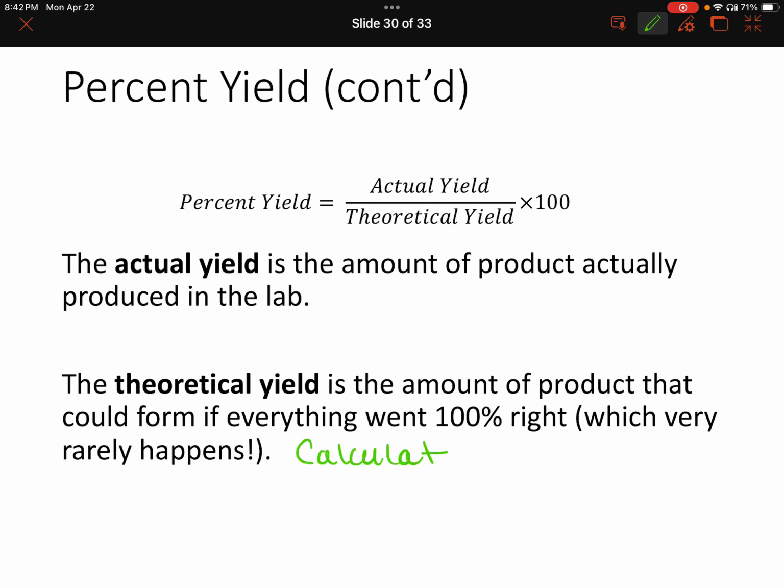So for example, in the problem we did earlier, we saw that we could form 5.2 moles of sodium chloride if everything went 100% perfectly. But maybe we get to lab, we do the lab, and we only get 4 moles of sodium chloride. We could then plug that into our equation here and get a percent yield. So let's do an example.